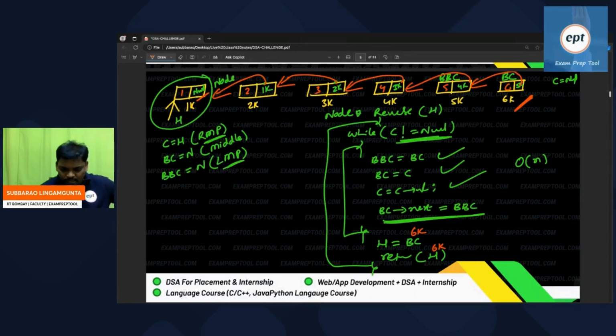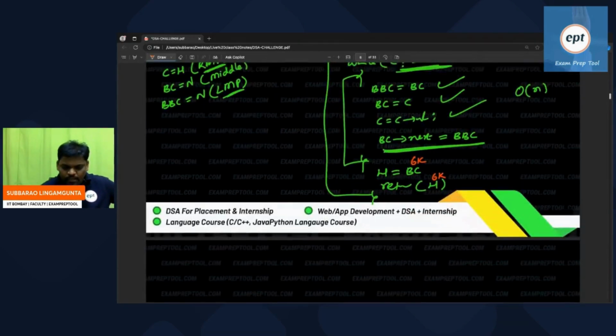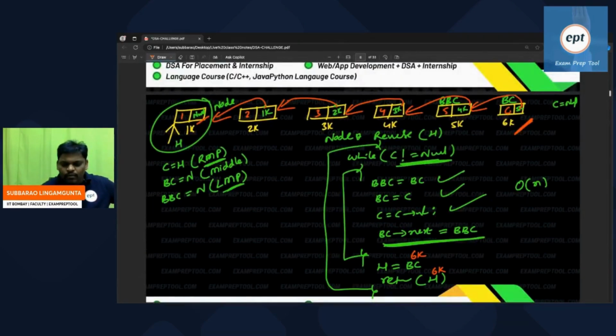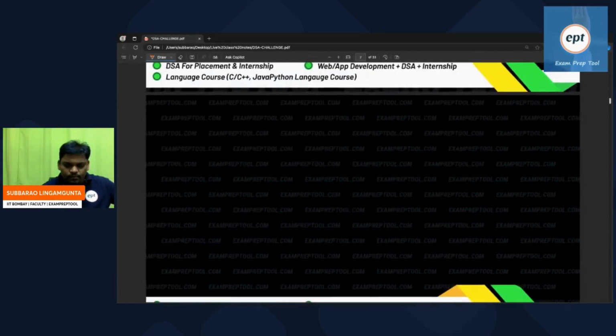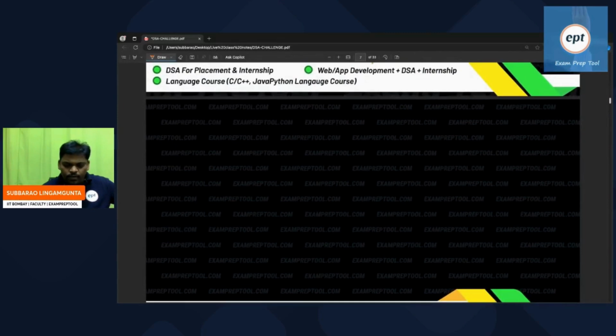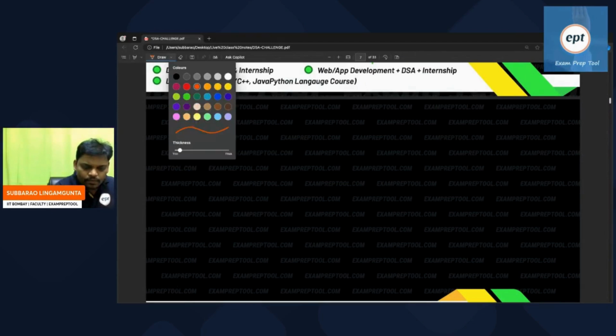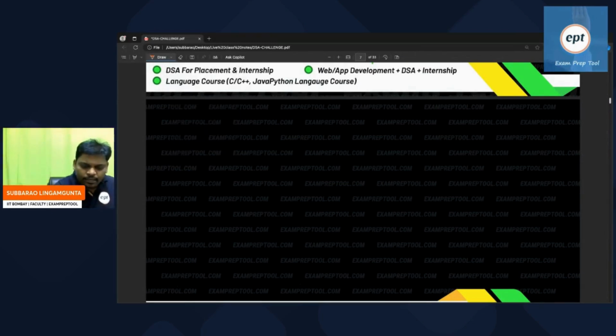So I will try this. I think I was absolutely comfortable. Now I will try this. Careful, everyone. Everyone careful. Yeah. First, let me take the linked list.